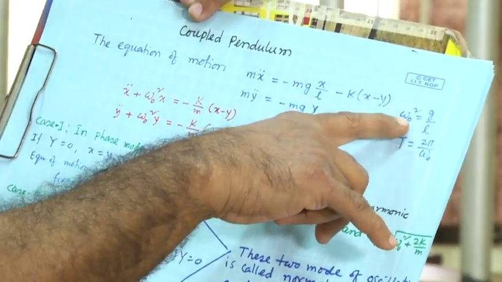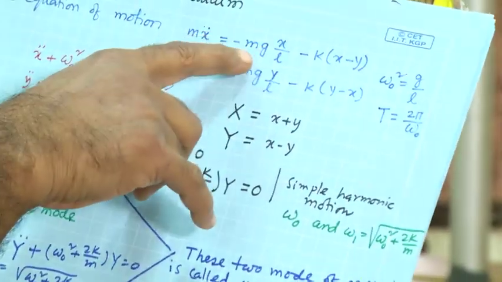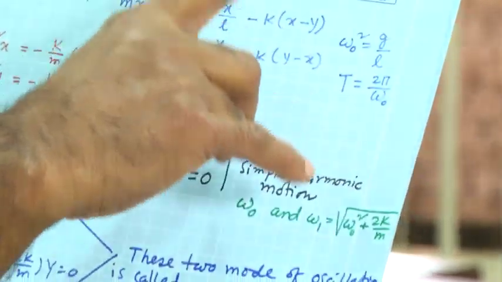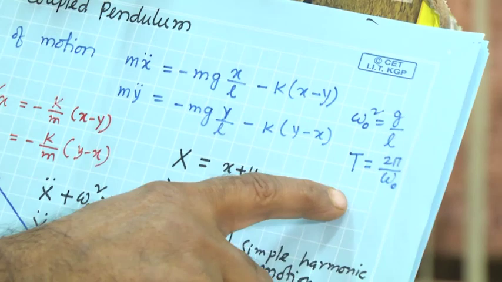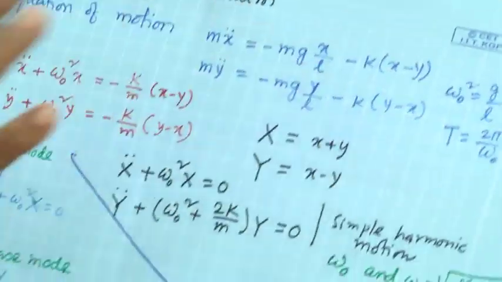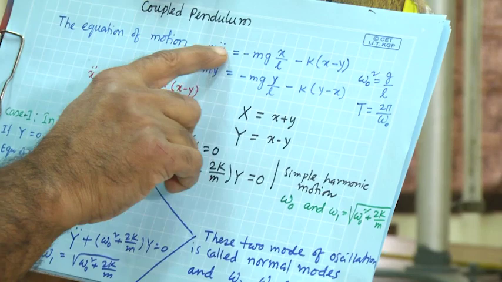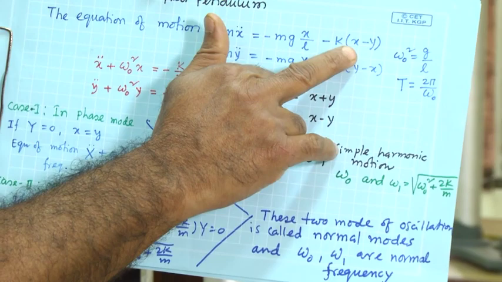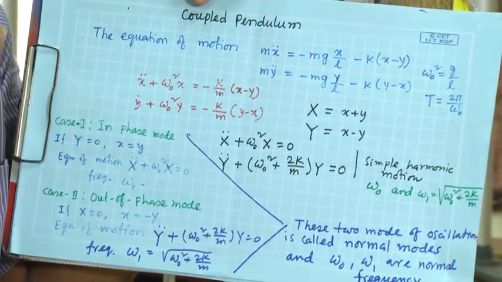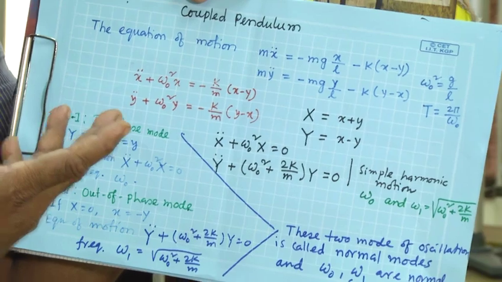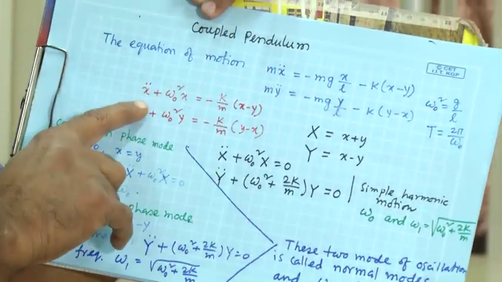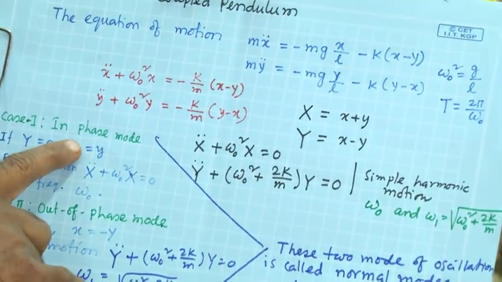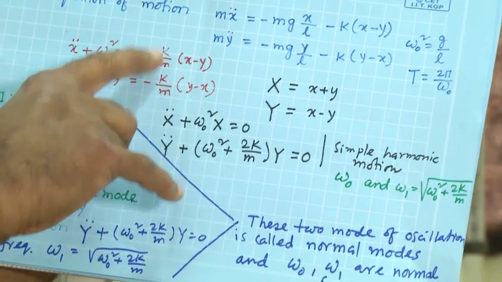From here, omega 0 squared is g by L, and the time period naturally is 2 pi by omega 0. Now, you see I cannot solve this equation just like this, because it has two variables, x and y. I have to decouple them. There is a procedure to decouple them. I have just written this in terms of omega 0, taking g by L as omega 0 squared, and this part equal to k by m.